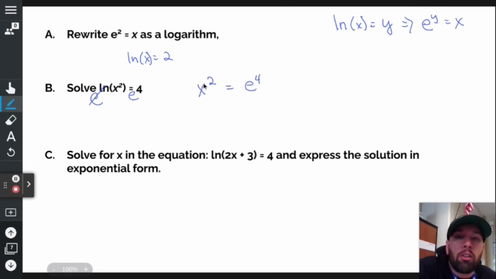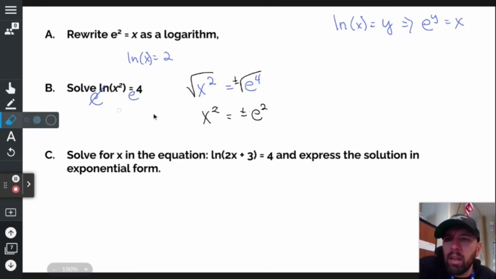In order to get x all by itself, you square root. And whenever you square root both sides, you have to attach a positive or negative. So x is going to equal positive or negative e squared. X, regular x, not x squared, regular x. I don't know why I did that. Regular x.